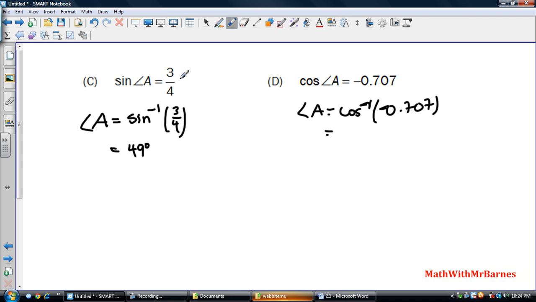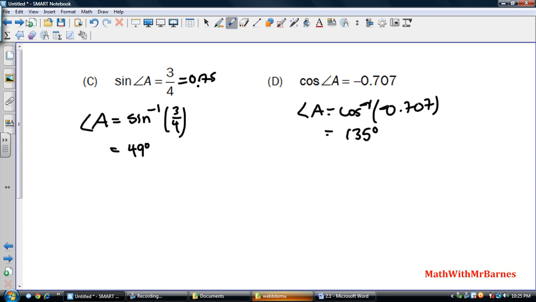Like, if I didn't write this as 3 over 4, as I wrote it as 0.75, you would still get the same answer, right? So that's all this one. There was a ratio here before, but now it's just a decimal. So I go cos second function, -0.707, and we get back 135 degrees. And there it is, guys. That's how your inverse, your second function, cosine tan works.